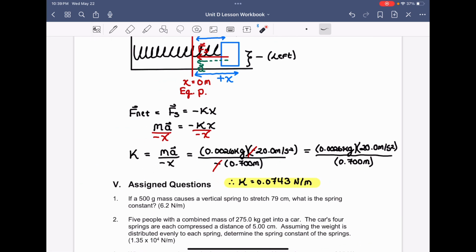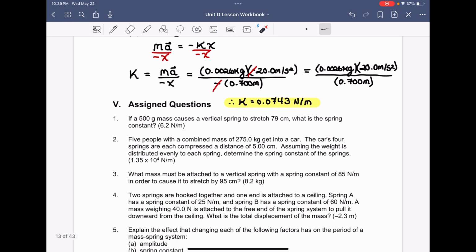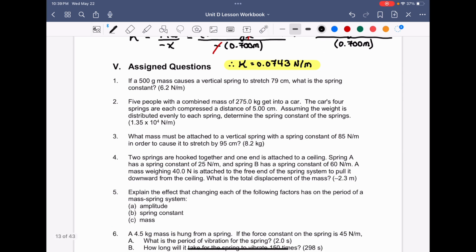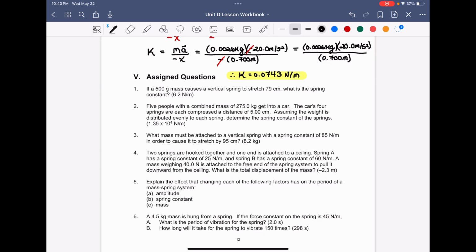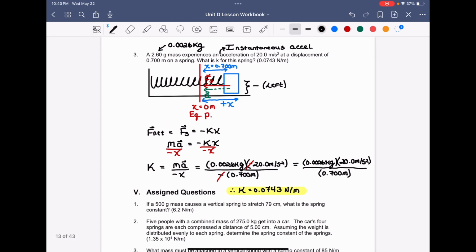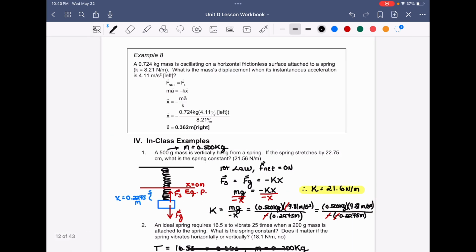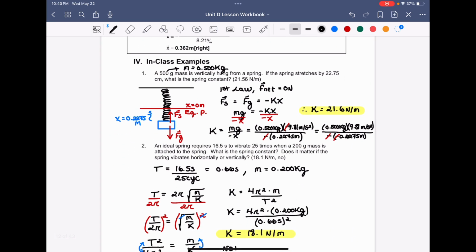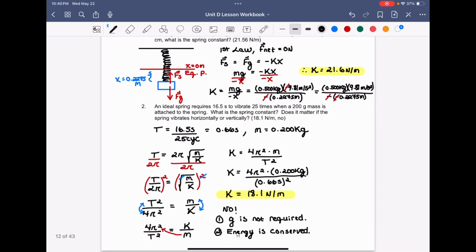Now, I really hope you go into the assigned questions and work through a ton of these. The reason is that these are maybe a little bit complicated to get your head around initially, in terms of solving for K, solving for acceleration, maybe even solving for displacement. The one reason I would say do all of the practice problems is to look at the practice problems we've done in class today. We solved for a K value in the first one, in the second one, and in this one.